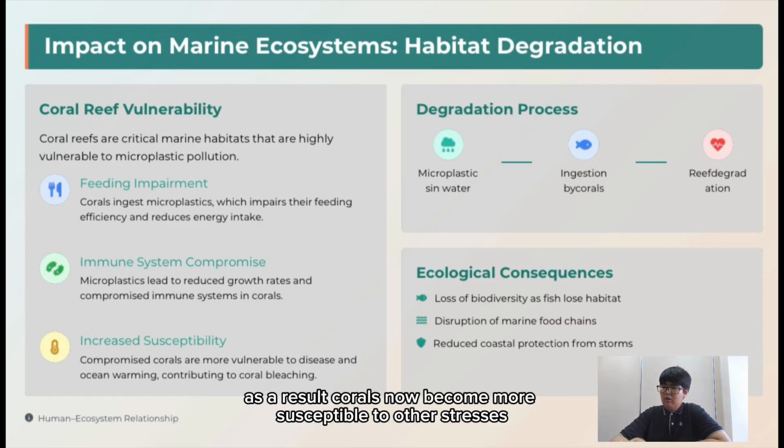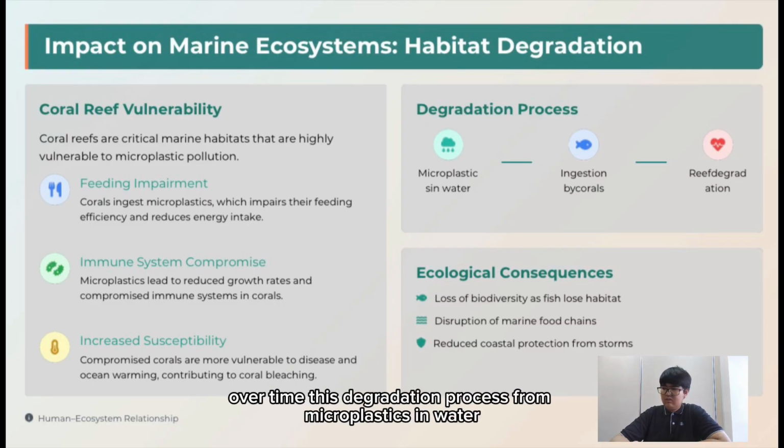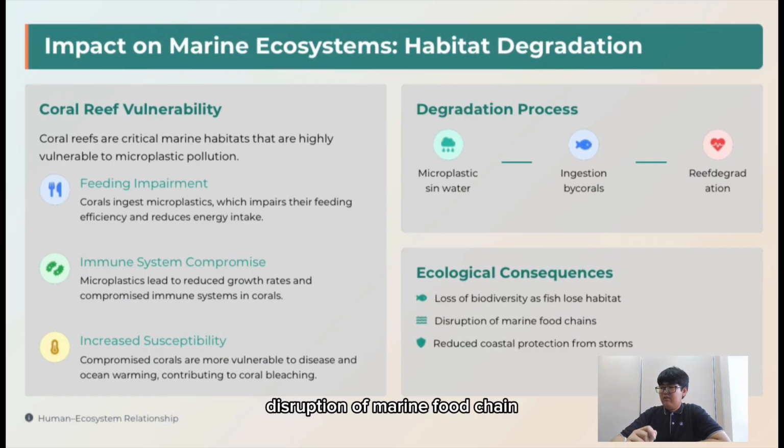Also, as a result, corals now become more susceptible to other stresses such as ocean warming, which will cause coral bleaching. Over time, this degradation process, from microplastics in water to coral ingestion and reef damage, results in loss of biodiversity, disruption of the marine food chain, and reduced coastal protection from storms.